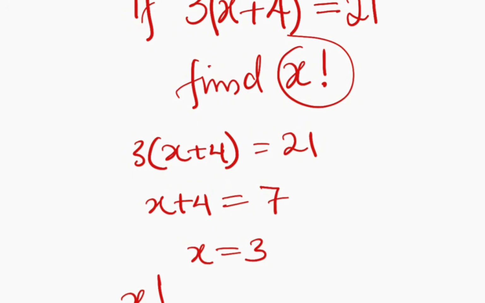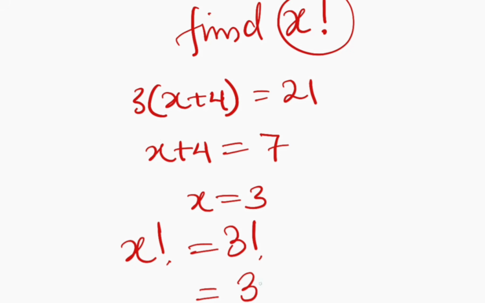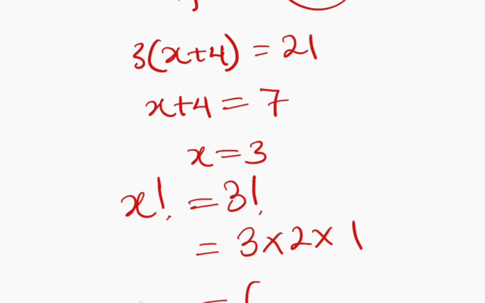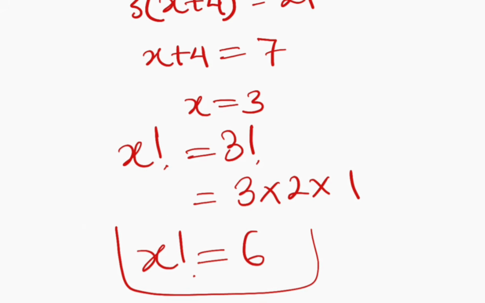So therefore, x factorial should be 3 factorial, and 3 factorial implies what? 3 times 2 times 1, which is equal to 6. Therefore, x factorial is 6. That is what I asked you to find, not x.